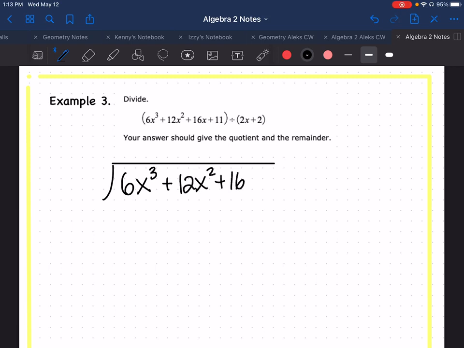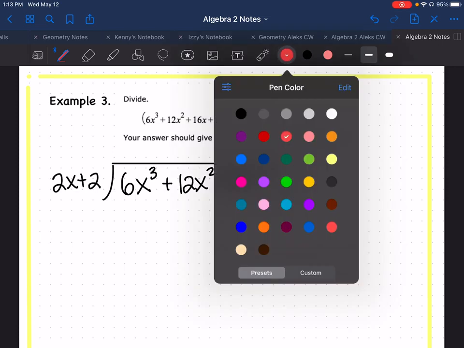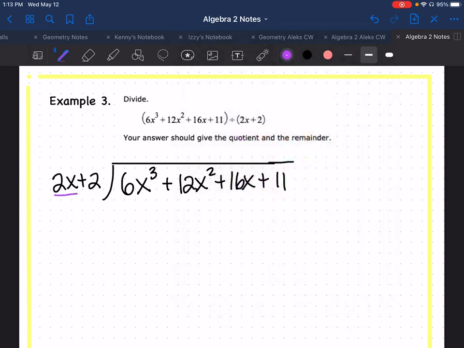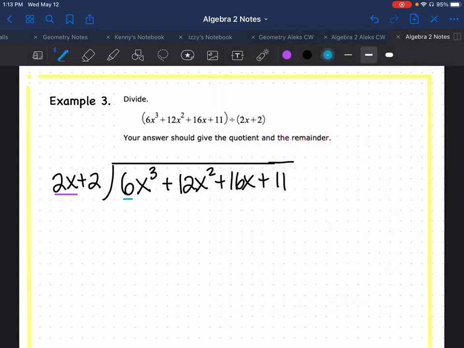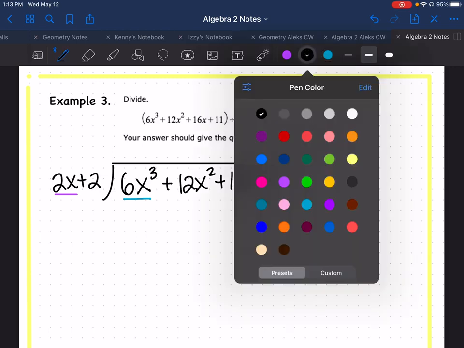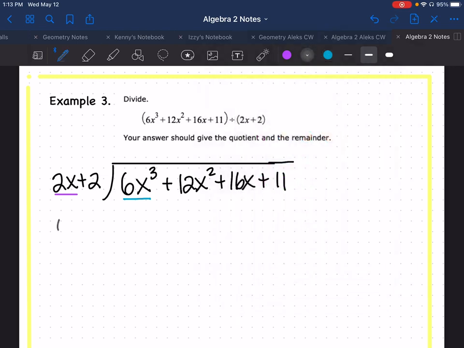Squared plus 16x plus 11. And I'm going to take the second polynomial, the binomial, and I'm going to put it out front. I'm going to go ahead and identify my leading terms. My leading term outside is 2x, and my first leading term inside is the 6x to the third. So just like in the last one, I'm going to take my 6x to the third and divide it by the 2x.